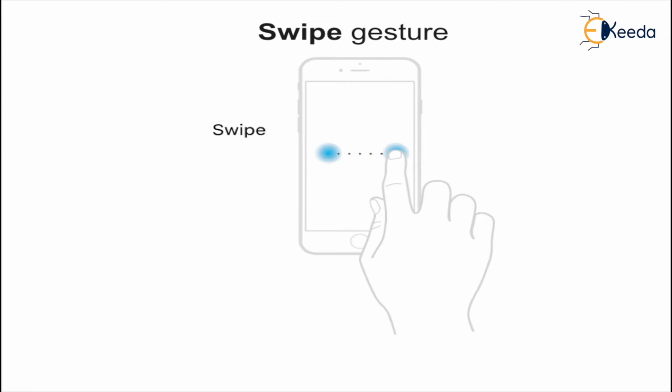Now then the swipe gesture. For example, in your photo gallery, you have to swipe through the different photos with your finger. At that time the swipe gesture occurs.